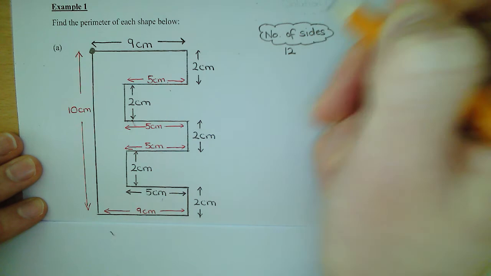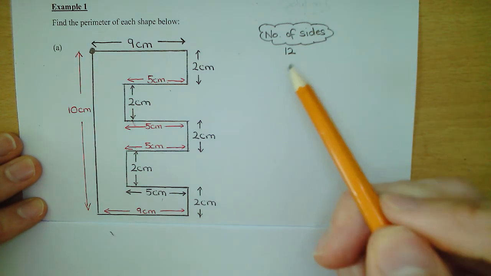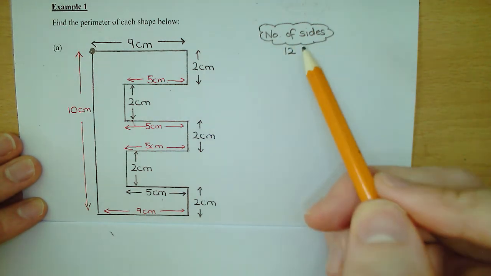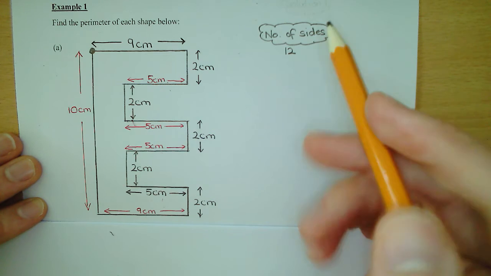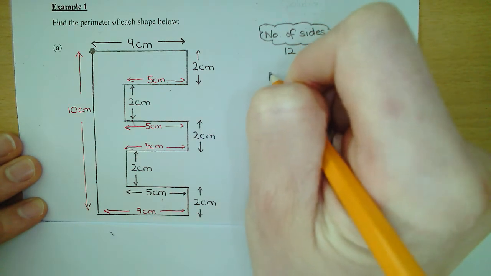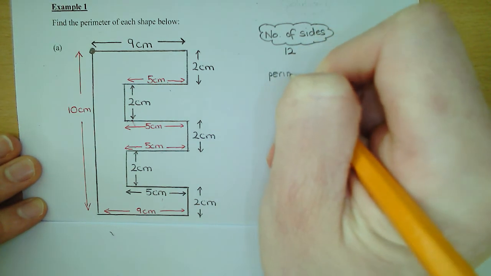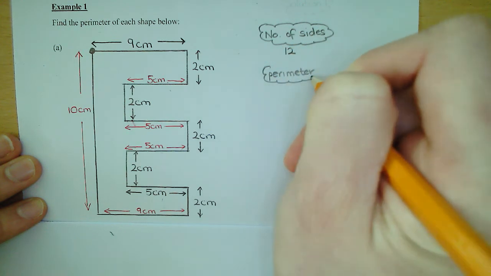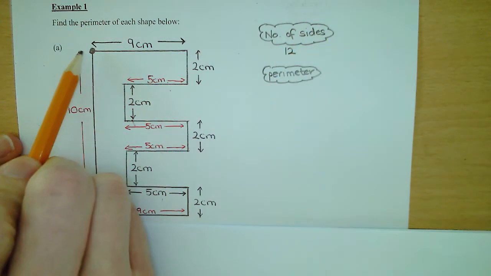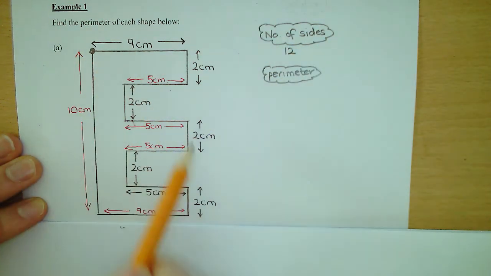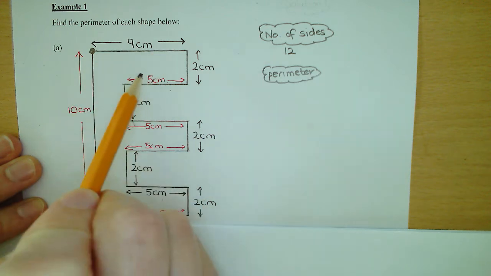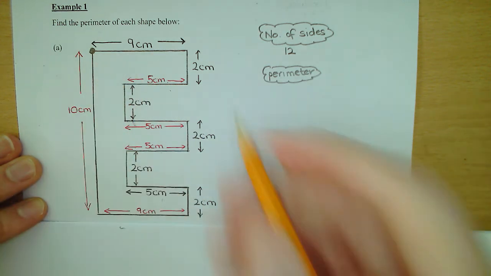So what that means is when we now go to find the perimeter, we need to make sure we're adding 12 measurements together. So now we'll put a title down, perimeter. And again, go to your starting corner. And again, move clockwise around the shape until we get back to the start and add each side you move along. So we're starting with 9.